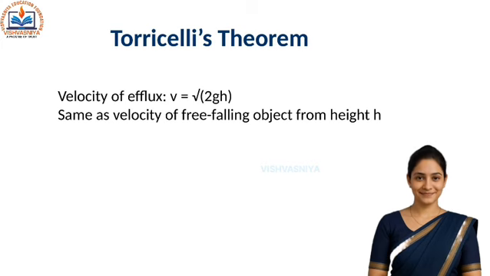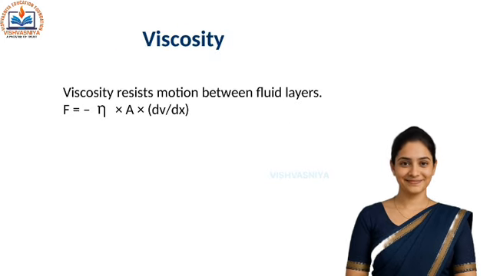Torricelli's theorem. This theorem says velocity of efflux equals root of 2gh. This is why water spurts faster from the bottom of a tank. Viscosity. Viscosity is internal friction within a fluid. It resists motion. Honey has high viscosity, while water has low.